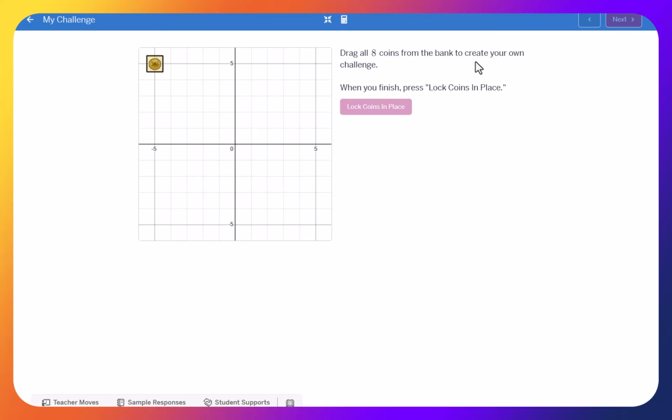Drag all 8 coins from the bank to create your own challenge. When you finish, press Lock Coins in Place. Now this is an activity to practice with horizontal and vertical lines, so I'm going to make some that I know I'm going to be able to capture with some horizontal and vertical lines. Remember, they don't have to be exactly on a horizontal or a vertical line. Down here. As long as the line that I draw will nick it a little bit, it'll work. So I'm going to lock these coins in place.